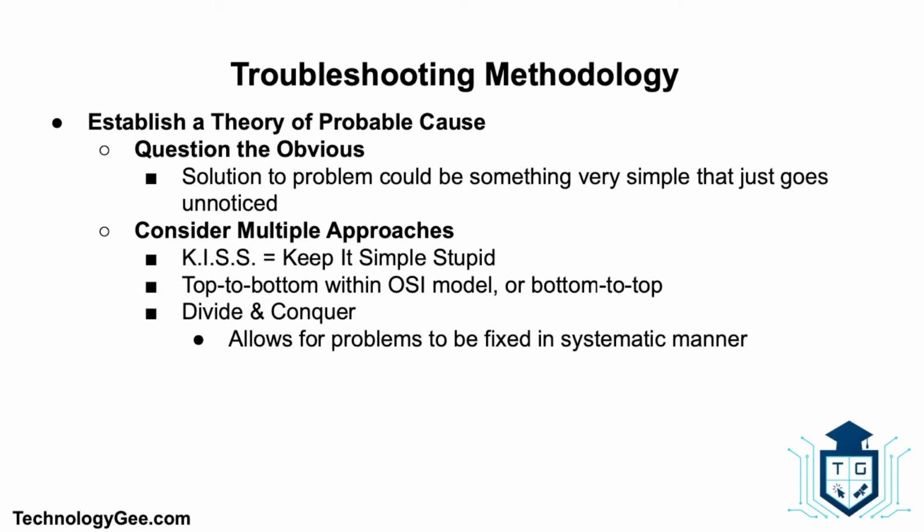Also, you want to think about solving the problem in terms of moving top to bottom or bottom to top within the OSI model. And then you want to divide and conquer. Sometimes problems arise that may deal with components and their various subsystems. Dividing and conquering allows for you to fix problems in a systematic manner.